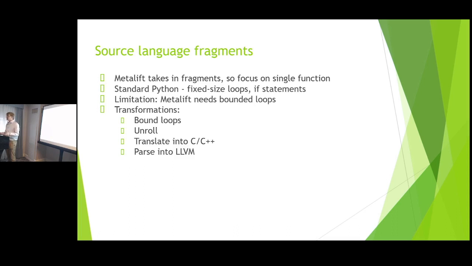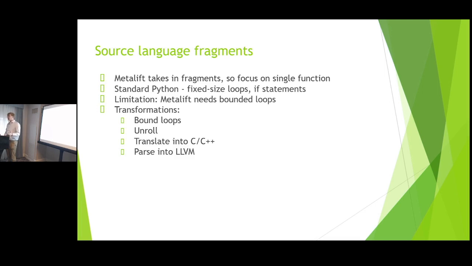So the main one is that Metalift needs bounded loops. Metalift, and in general, theory of arrays is very hard. So the approach we went with here was to bound our loops with a fixed n. So for our arrays, we give them a fixed size, and then we can unroll those loops to have the computations just be straight line statements. So again, we bound the loops, we unroll them, and then we translate them from Python into C and C++. Because the final step there is to parse it into LLVM so that it can be represented as an AST, which can then be lifted.